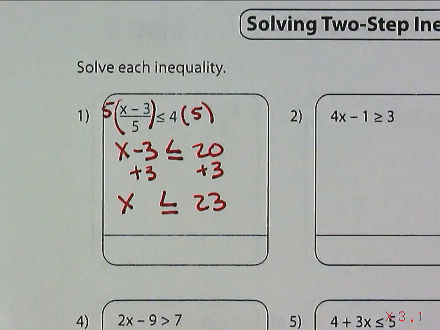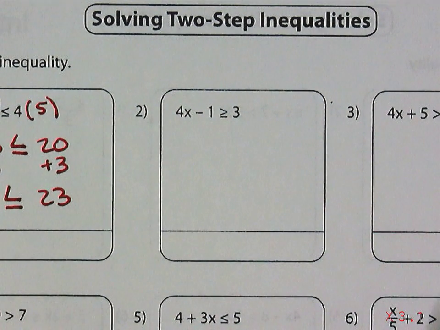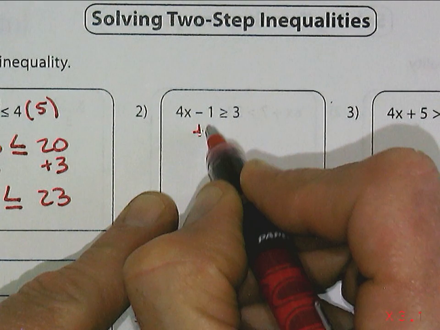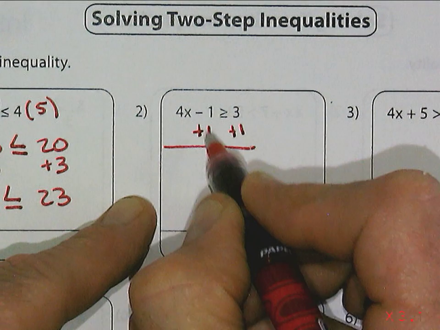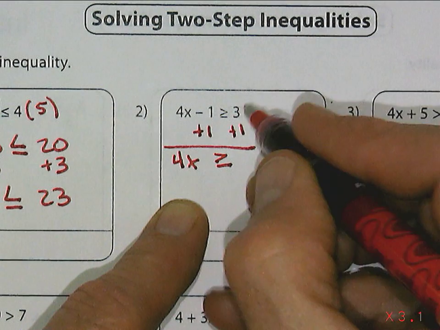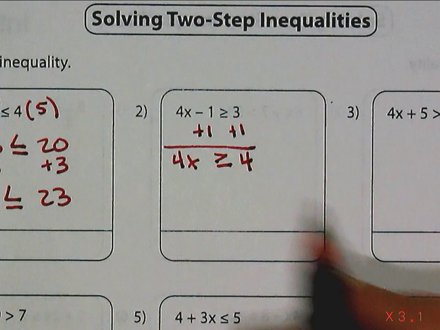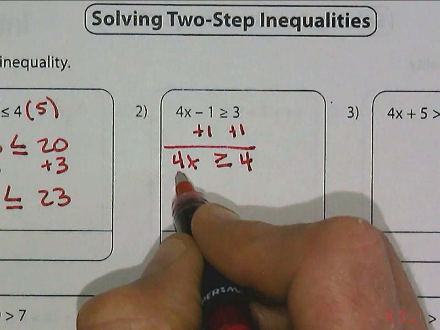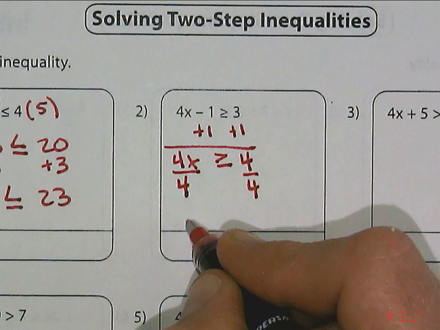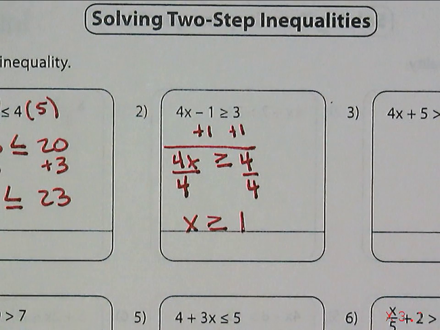The whole idea of solving an inequality is to get x alone. And so you want to start getting things away from the x. In this case, adding 1 to both sides will eliminate the 1, and I'm left with 4x is greater than or equal to 3 plus 1, which is 4. And so now I have 4x is greater than or equal to 4. And so to get the 4 away from the x, I divide both sides by 4. And then I get x is greater than or equal to 4 divided by 4, which is 1.